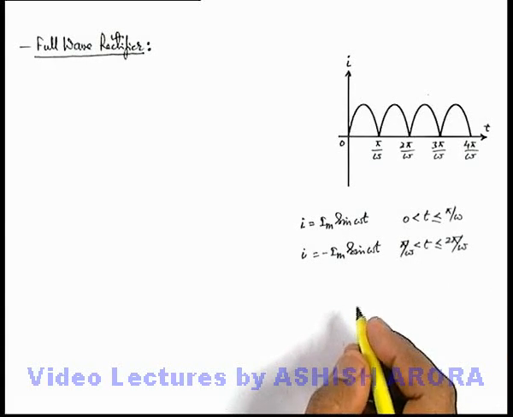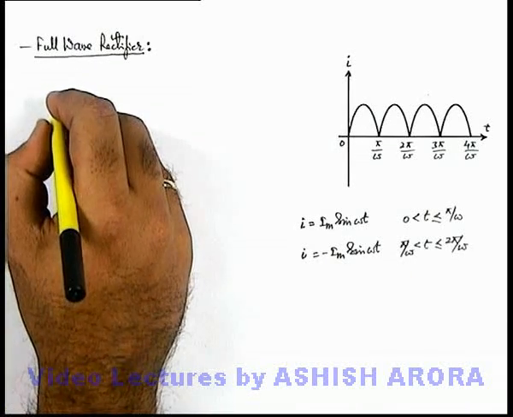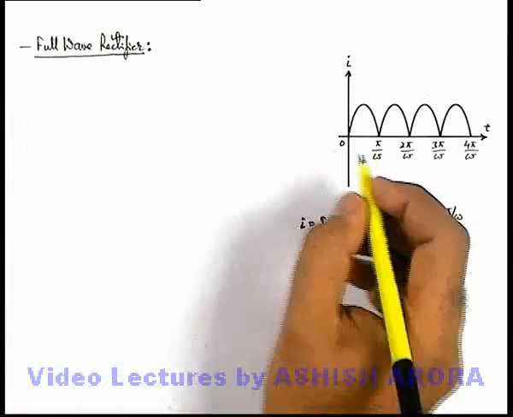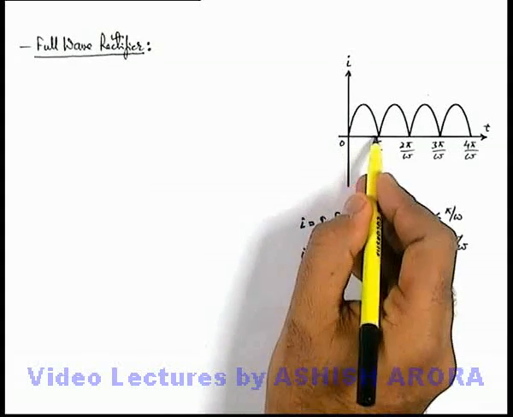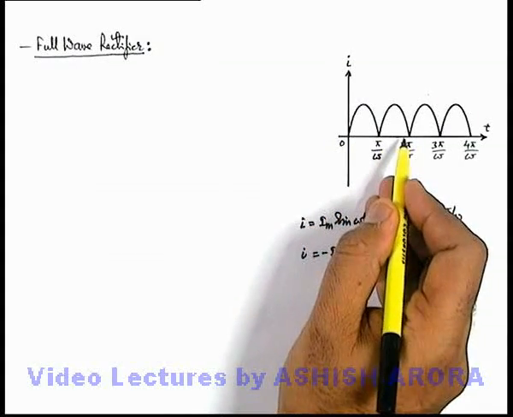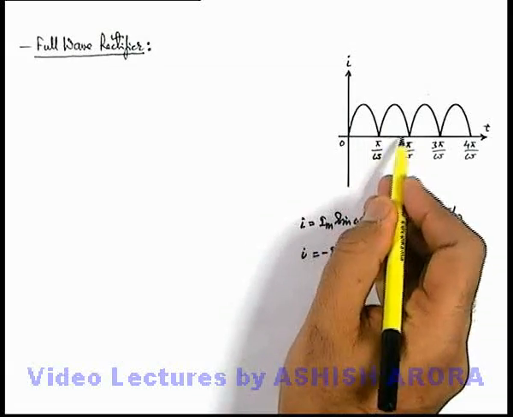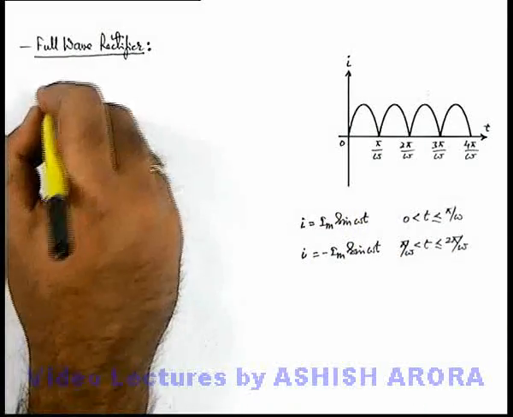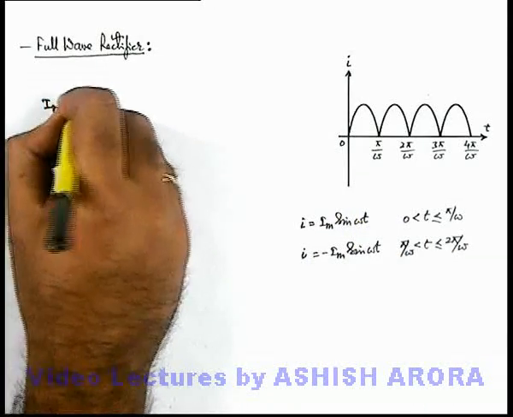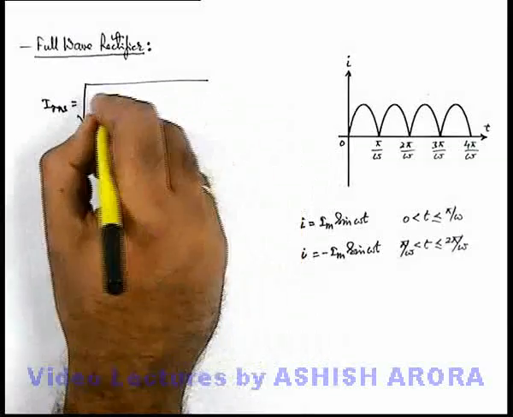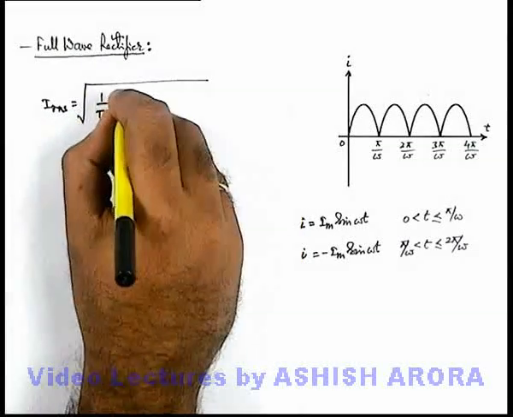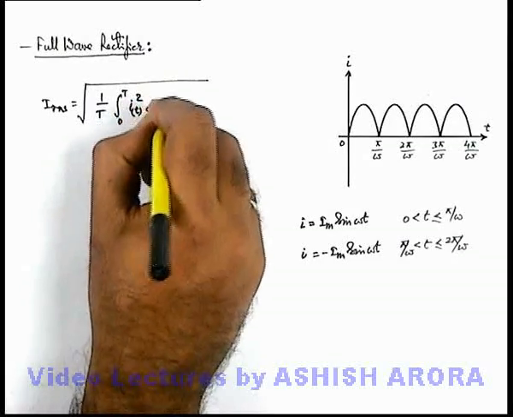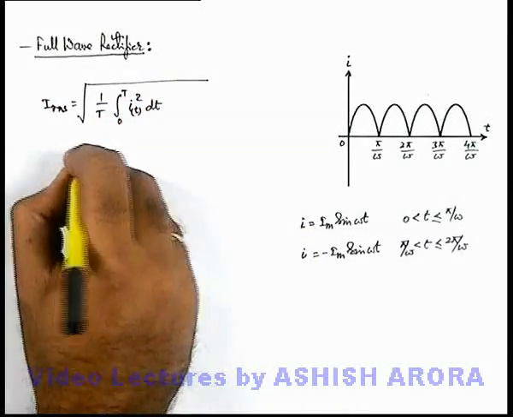If we wish to calculate the value of RMS current, it can be calculated for a half cycle only, because whatever RMS value of current exists for the half cycle, the same will continue for the next half cycle because the function remains the same. So the value of RMS current can be given as the root of 1 by T integration 0 to T of the function square dt. This is the expression we use for calculation of RMS current.